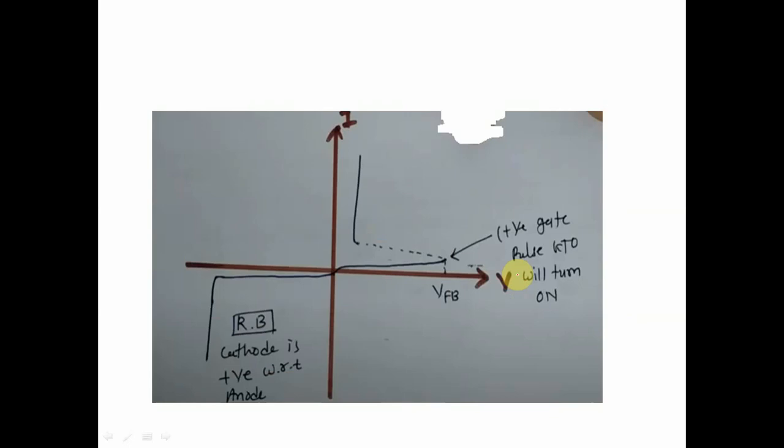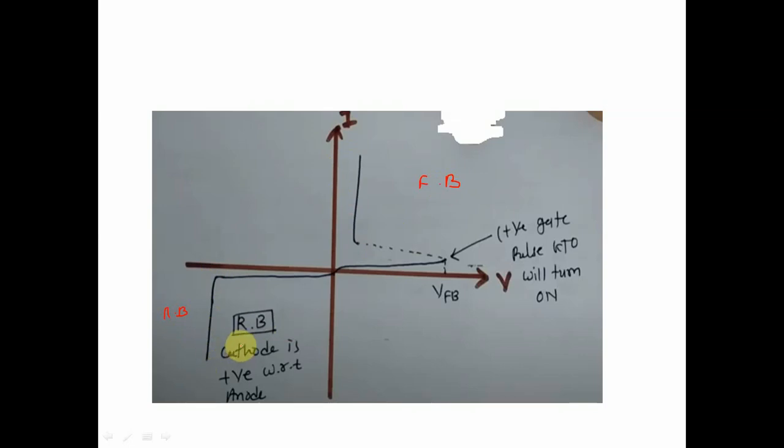Now we will study the VI characteristics of GTO. What is the meaning of VI characteristics? VI characteristics is the graphical representation between voltage on the x-axis and current on the y-axis. VI characteristics are divided into two types. First one is the forward VI characteristics and second one is the reverse VI characteristics. This is your forward VI characteristics, and this is your reverse biasing VI characteristics. First we will study the reverse biasing VI characteristics.